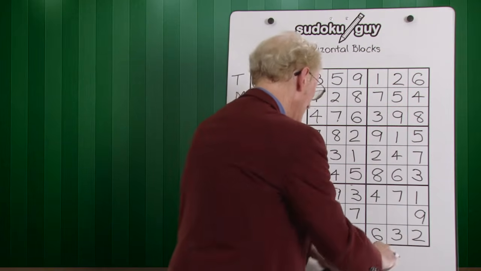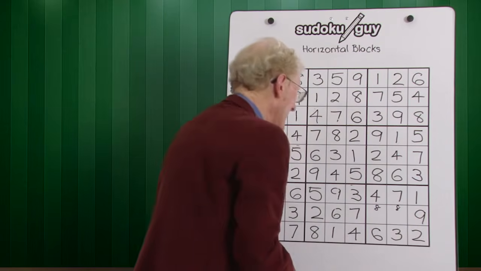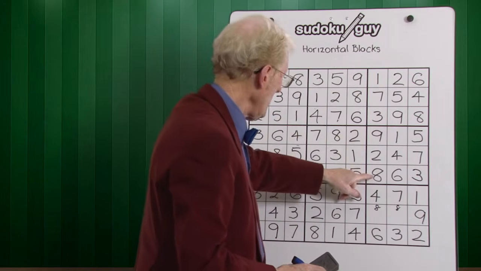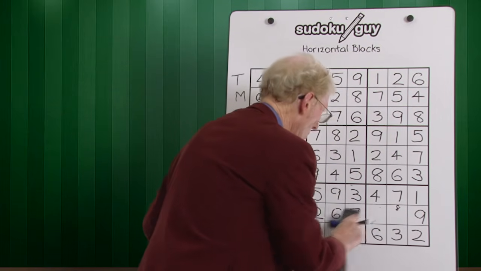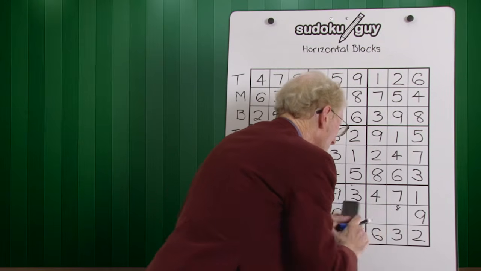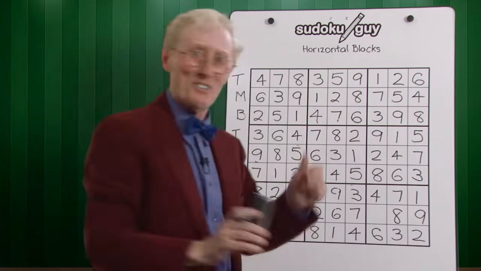This block doesn't have an 8, so we put a little 8 in here and a little 8 there. Now we look up to see if there's an 8 somewhere. Is there an 8 up in here? Oh, yes, there is. So that can't be an 8, because you can't have 2 8s in a column, row, or block. So we'll rub that one out, and this one becomes an 8. Now we're almost there.